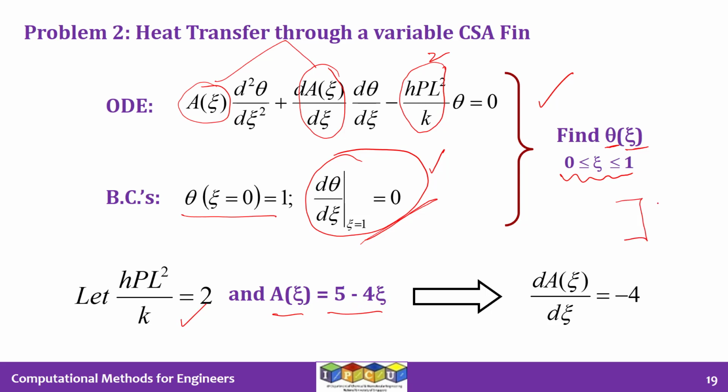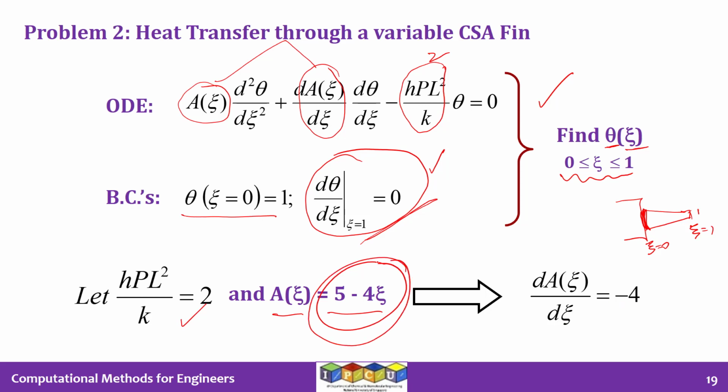So this is the surface, and let's say the fin is like this, right? So the cross-sectional area of the fin at this particular point, which is at psi is equal to 0, is 5 minus 4 times 0, which is 5. At the other end, at psi is equal to 1, the cross-sectional area of the fin will be 5 minus 4 times 1, which is equal to 1. So the cross-sectional area of the fin changes in this particular case in a linear fashion because this is a linear function.